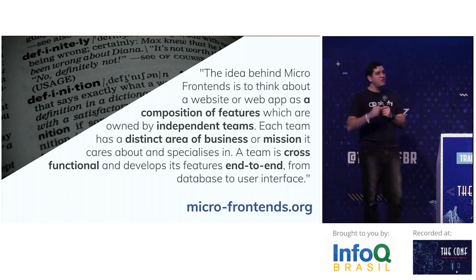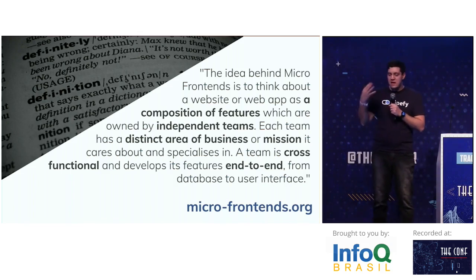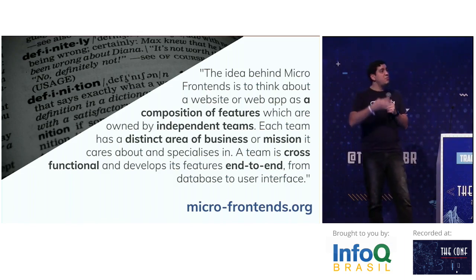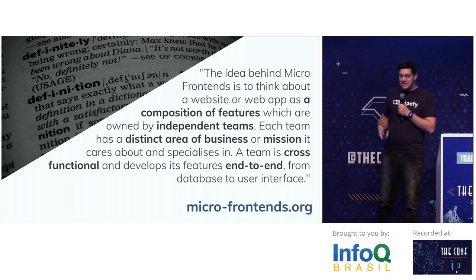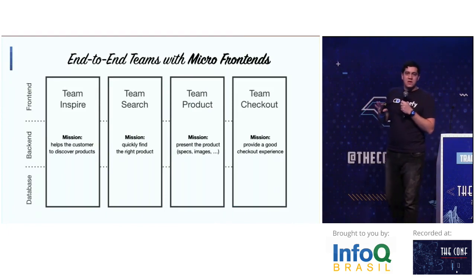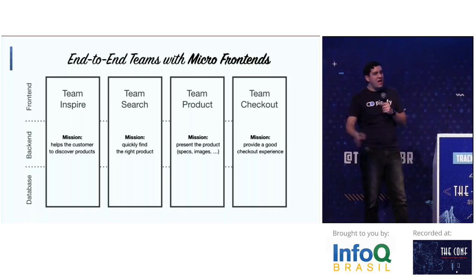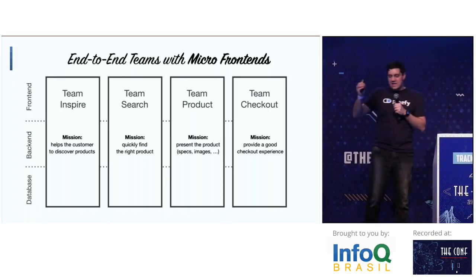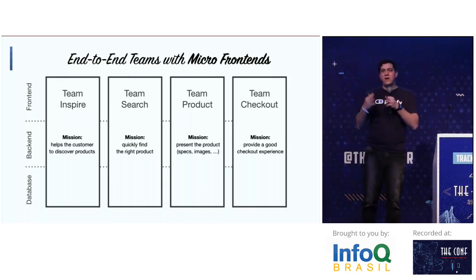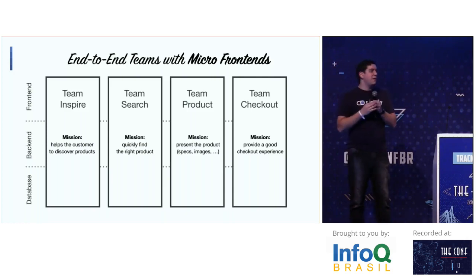Here he brings the idea of composition of features again, but he talks a little bit more about teams: that the teams should be independent, should be focused on a distinct area of business, and should be cross-functional. It's this idea of a team owning a vertical slice of your application. So here's another place you can decide. You can have a shared database, or each team could have one specific database, but the idea of micro-frontends aligns with the idea of microservices, that each team should be responsible for a single domain. So they will own that part of the code.